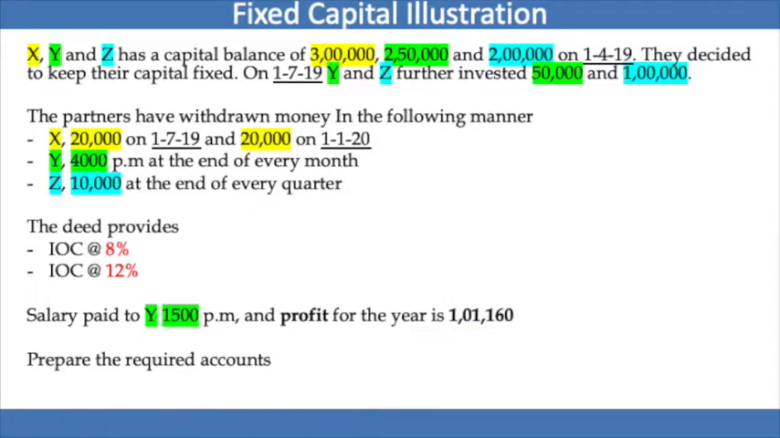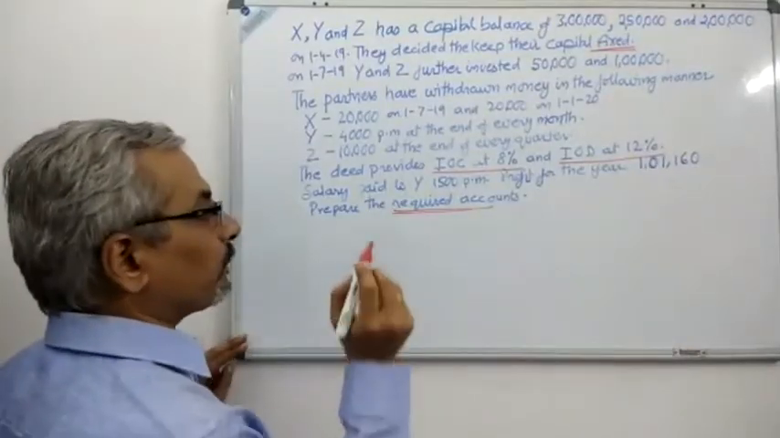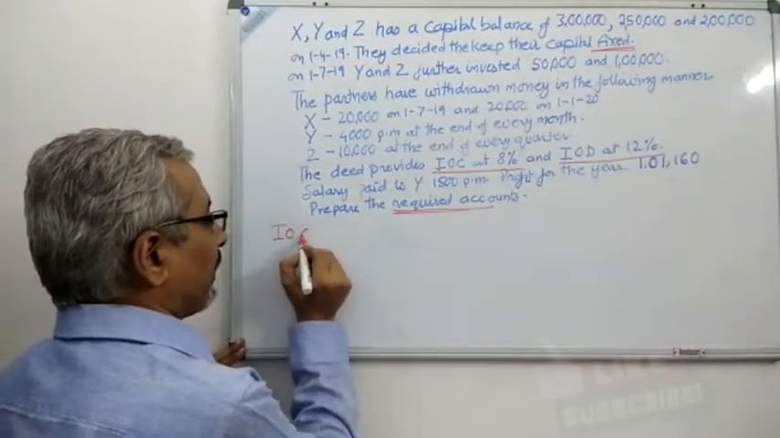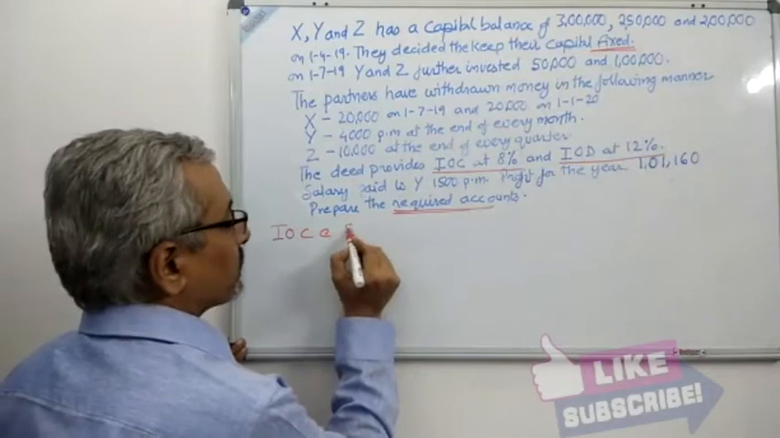So whenever this phrase required accounts is said, we have to understand what are the things which we need to prepare. Number 1, profit and loss appropriation account. Number 2, partner's capital account, and number 3, the current account. But before doing all this, the first step is to calculate. And what are the two things we have to calculate? We have to calculate the interest on capital at 8% and interest on drawing at 12%. We'll start with the calculation of interest on capital at 8%.